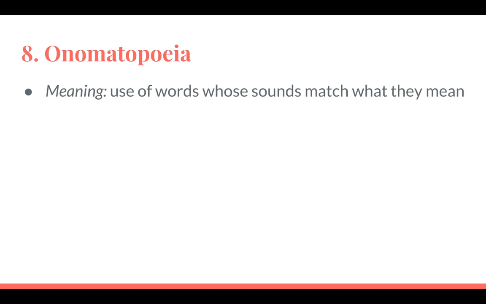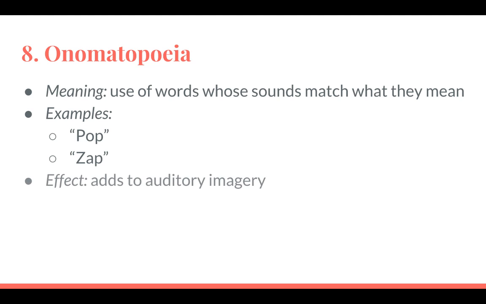Next one might also be familiar, onomatopoeia. That's where the word sounds like what they're trying to describe. So for example, pop and zap are both words where when you say the word out loud, it sounds like the sound that they are trying to describe. And this just helps add to the auditory imagery. It just is very clear what you're describing and how it should sound.